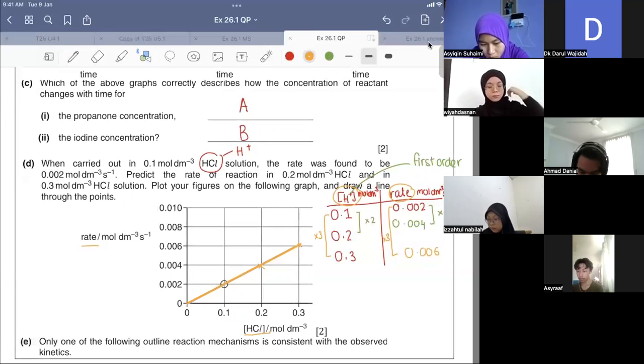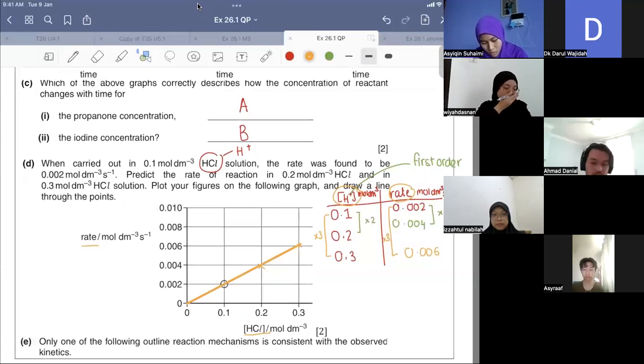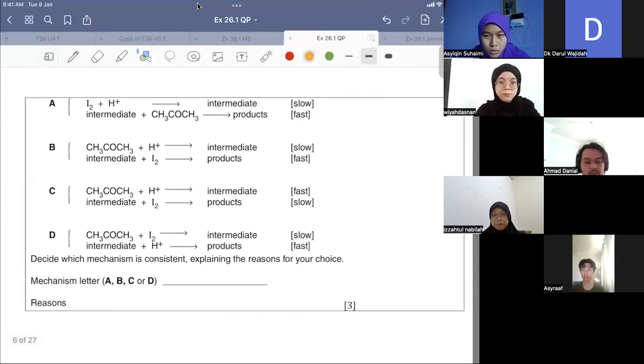Okay, the next question, only one of the following outline reaction mechanisms is consistent with the observed kinetics. Okay, so if you look at the mechanism, please let me know if I can move on to the next question. Are you done with this? Okay, thank you. Is that Lim? Thanks for the thumbs up.